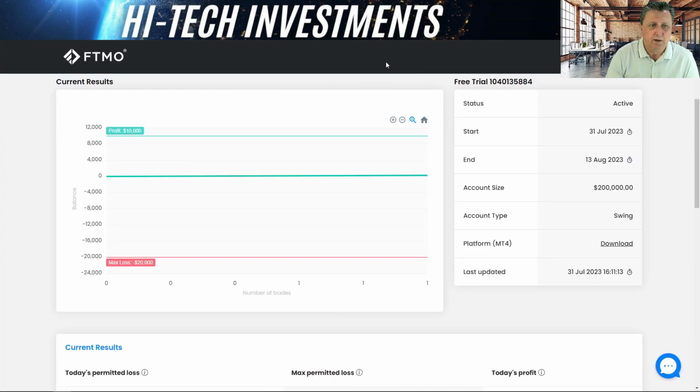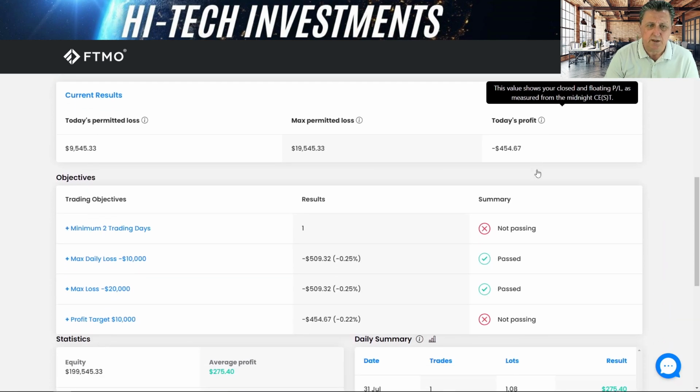Obviously here it is a new account, and you can see the starting date is 31st of July. We can see the end date is 13th of August. Again, there is a timeline in here because it's simply just a demo. It's not a challenge, so there is still a limitation for how much it is. You have the account size of 200,000. Again, we are having the swing account in here.